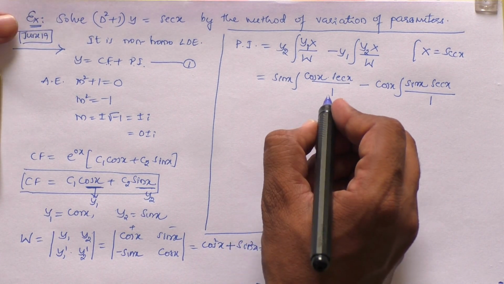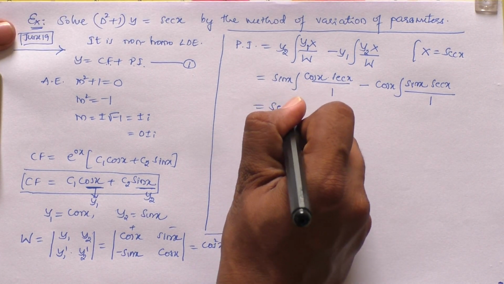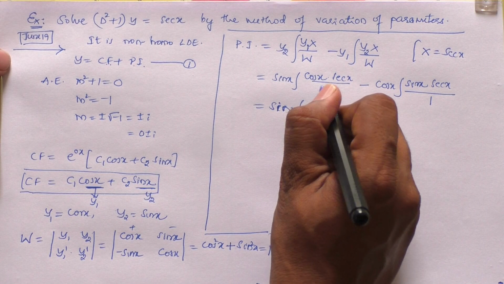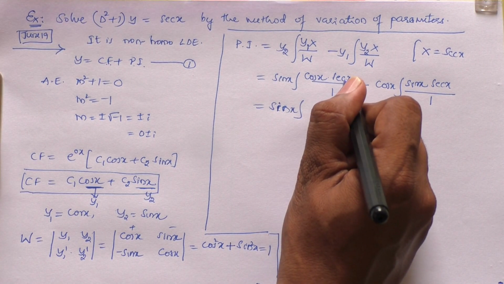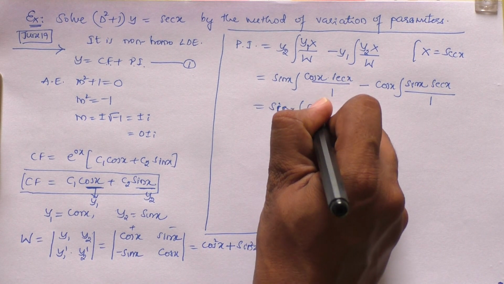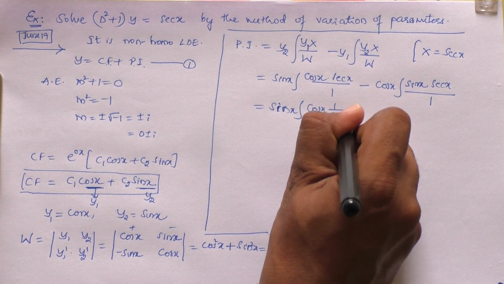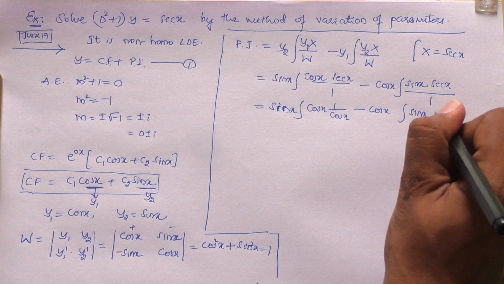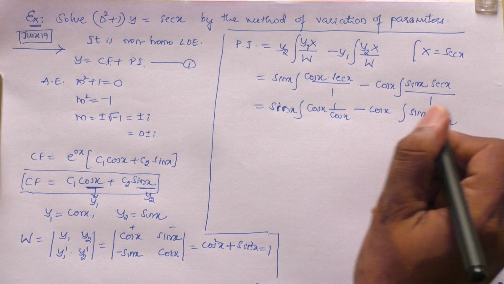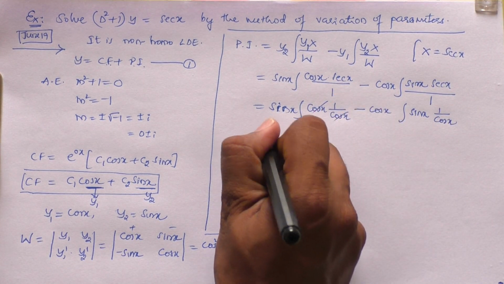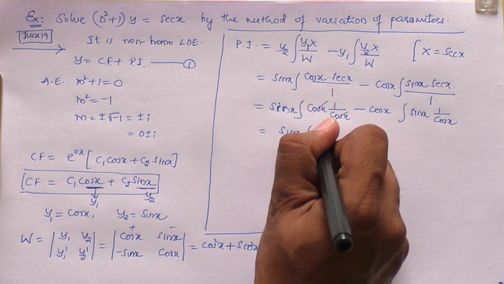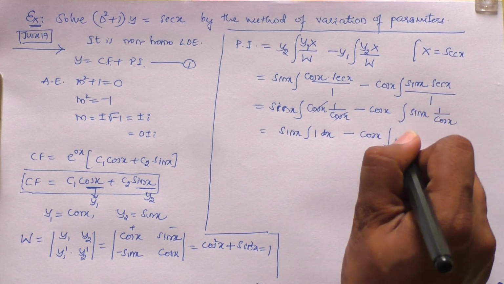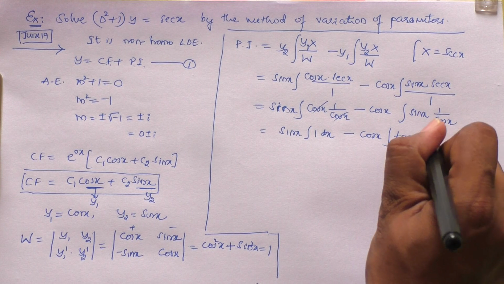Now simplify this. Sin x times the integral of cos x into sec x, where sec means 1 by cos x, minus cos x times the integral of sin x into sec x. Here cos cancels, so it can be written as sin x times the integral of 1 dx minus cos x times the integral of sin by cos, which is tan x, dx.